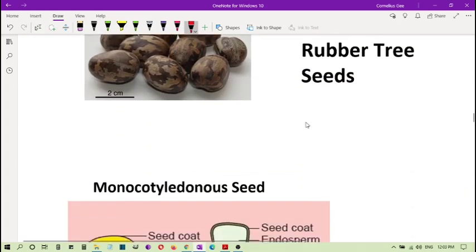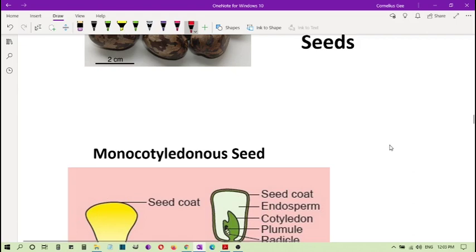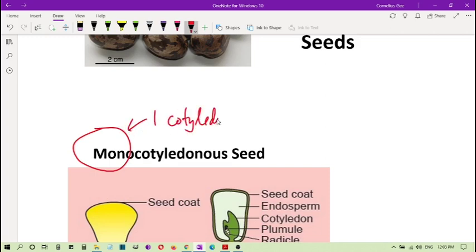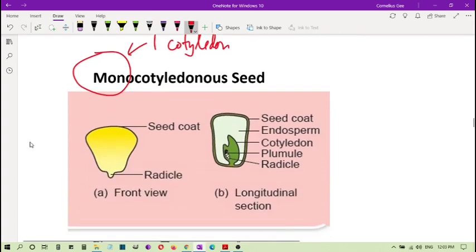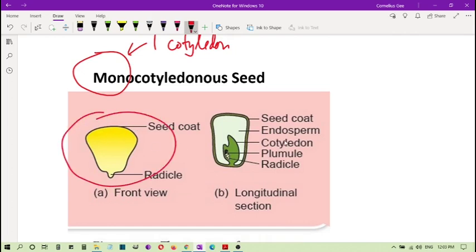Okay. And now we look at the other type of seeds, called the monocotyledonous seed. Mono means one cotyledon. Example here, we can see one seed like this. If you cut it open, you can still find the cotyledon, plumule, and radicle. The endosperm contains the food storage, just like the cotyledon of the dicotyledon. We still have the seed coat as usual.